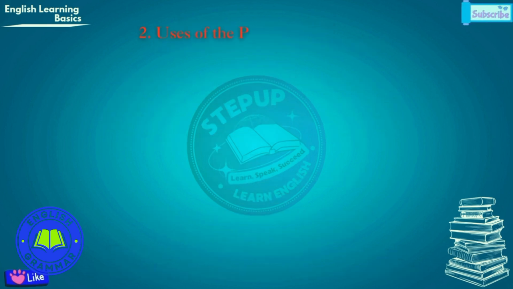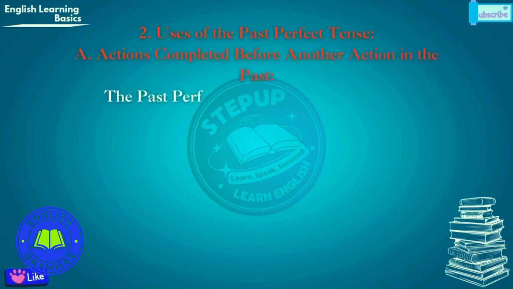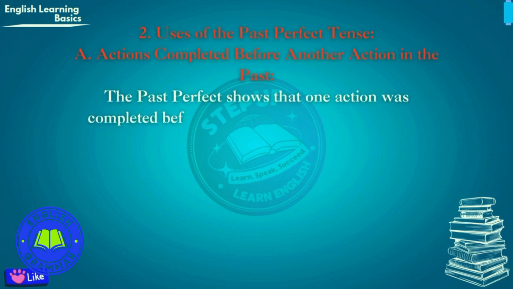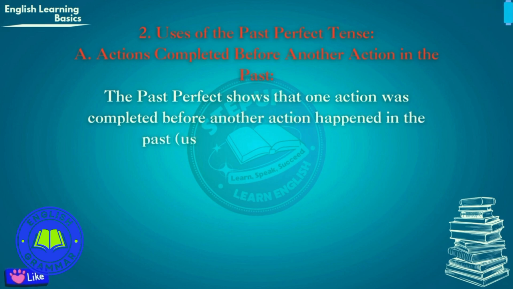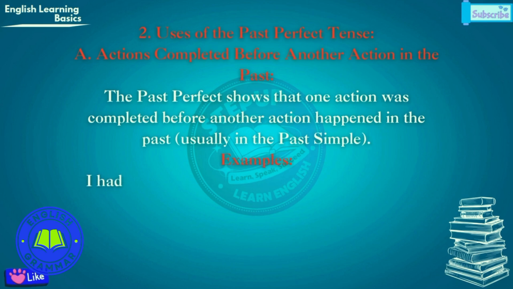2. Uses of the past perfect tense. A. Actions completed before another action in the past. The past perfect shows that one action was completed before another action happened in the past, usually in the past simple. Examples: I had already eaten when they arrived.